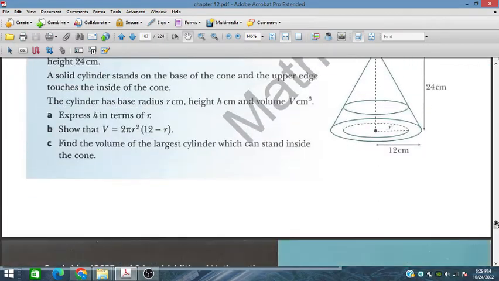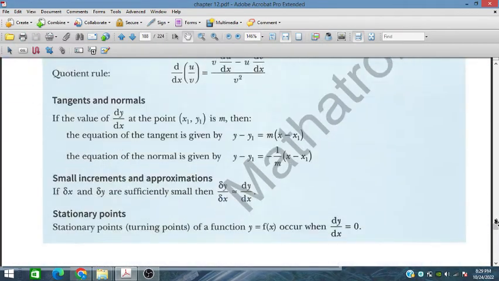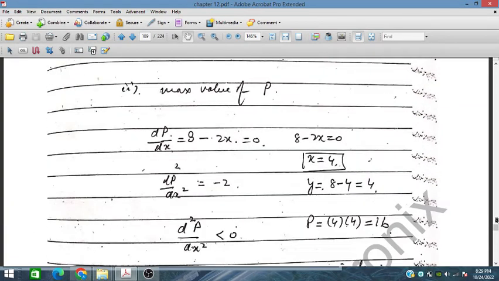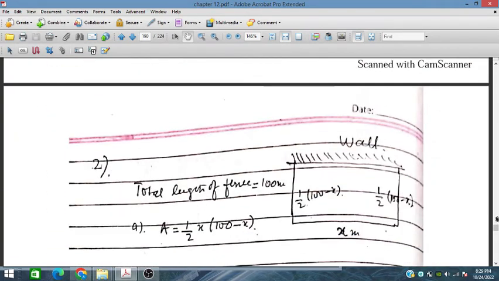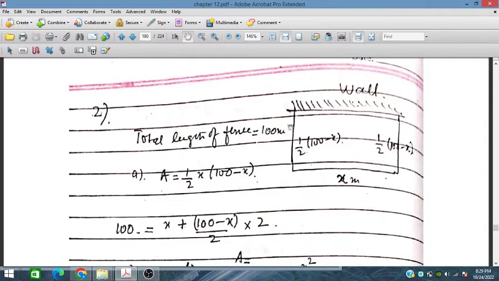Wow, these are very practical problems, a very important topic. So here we have a wall, and this is a fence of 100 meters, so this side is x, and the remaining is 100 minus x, half of 100 minus x on each side. So half of 100 minus x and half of 100 minus x, plus x, is equal to 100.